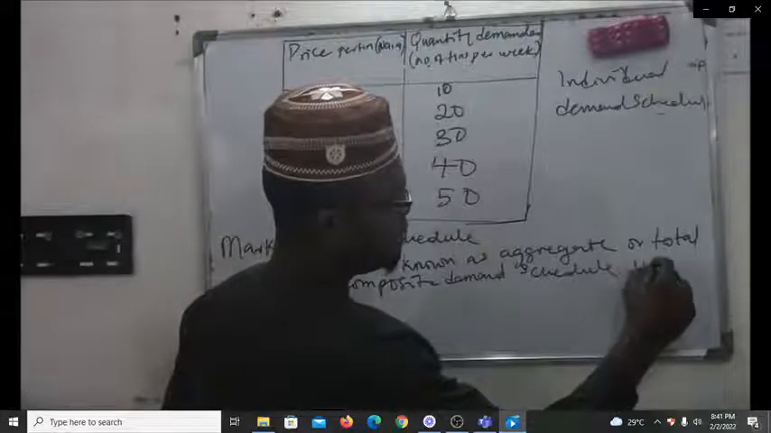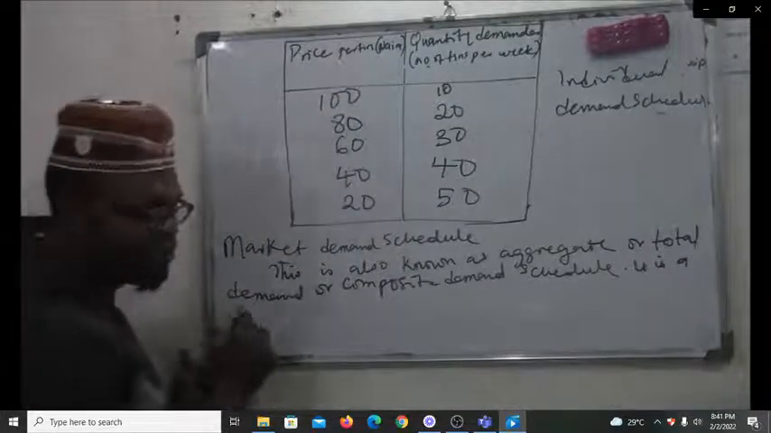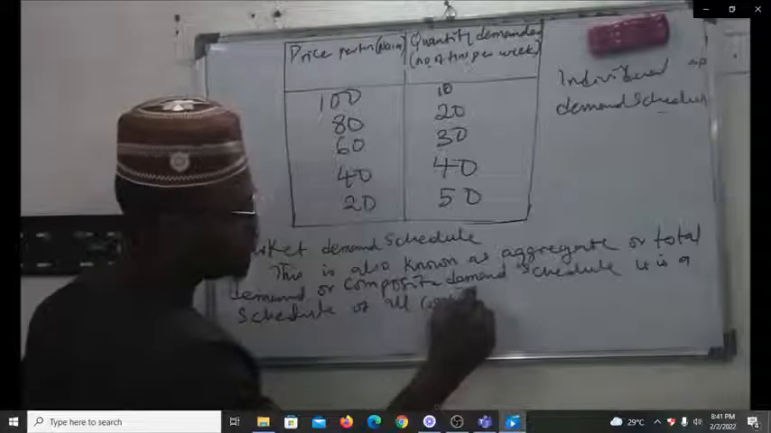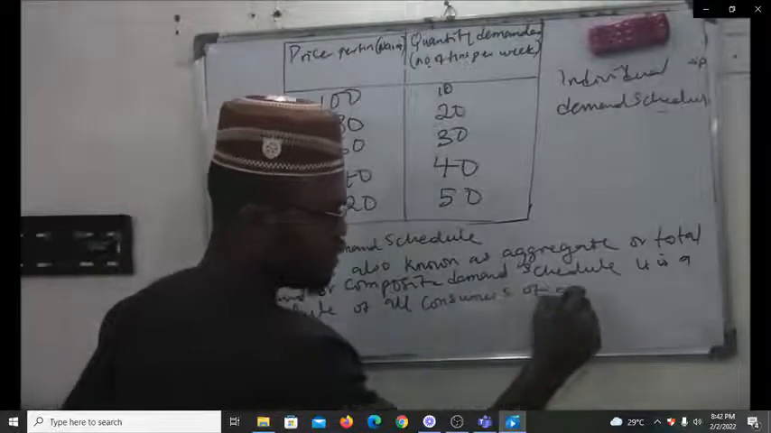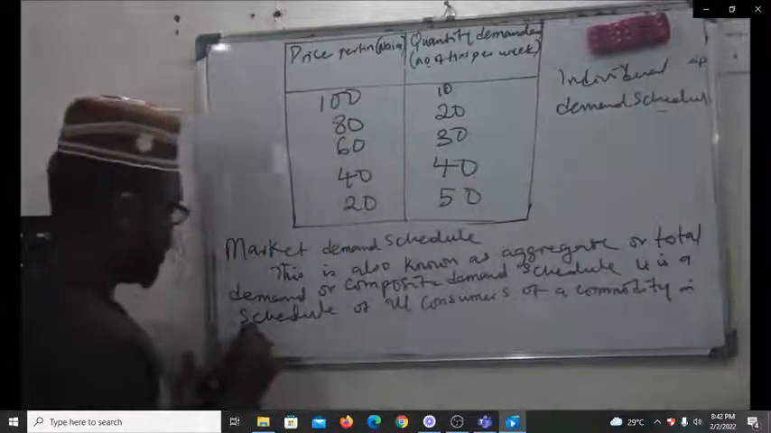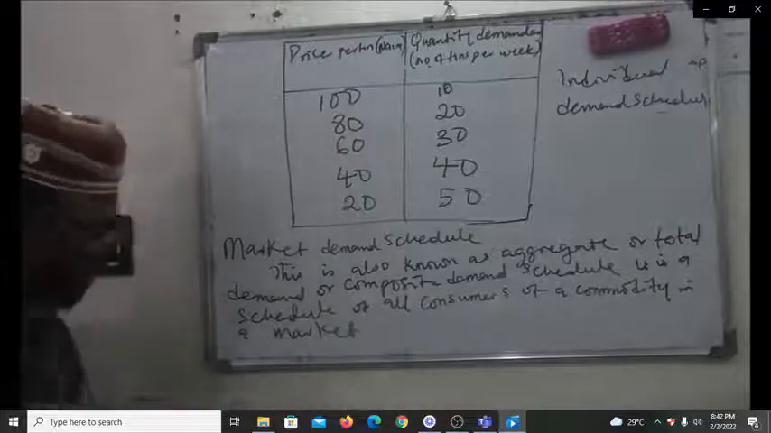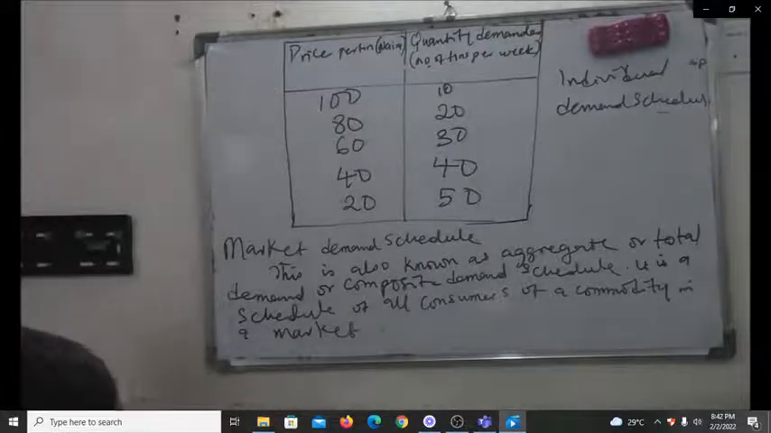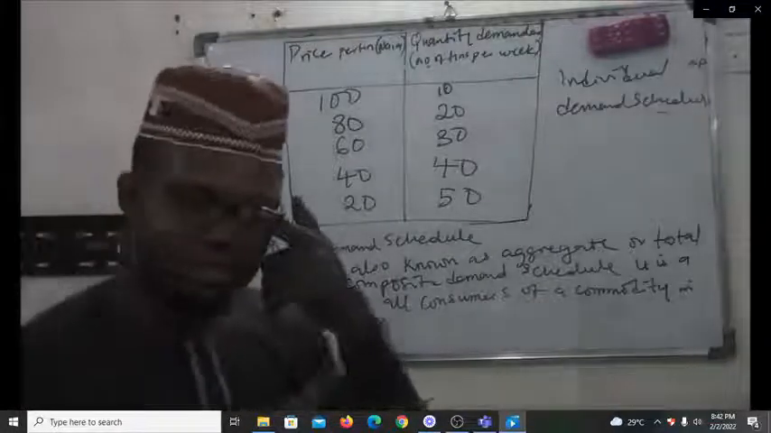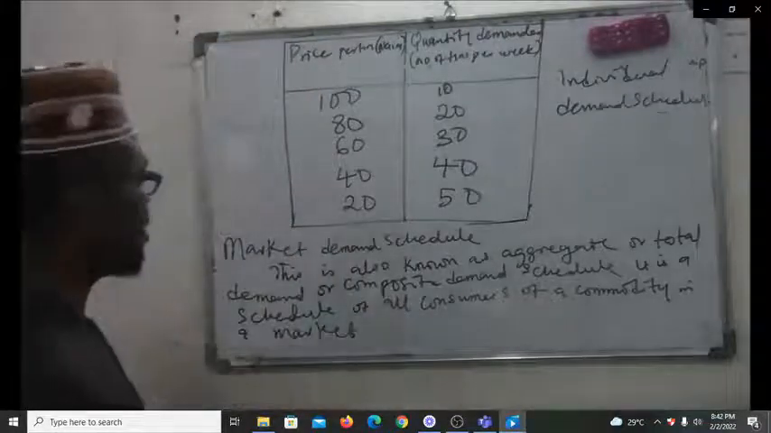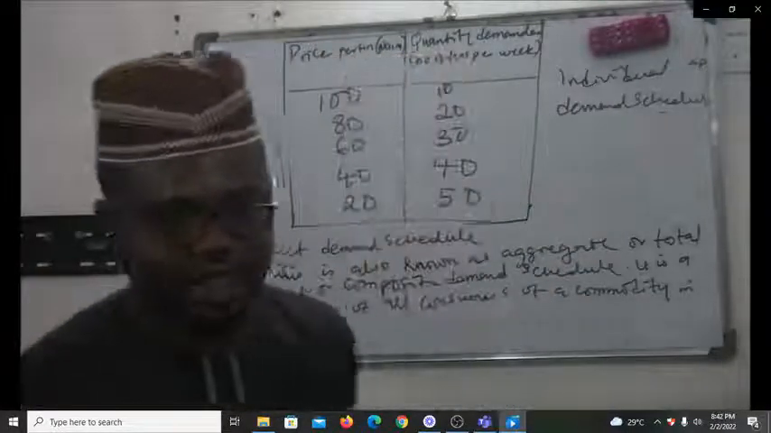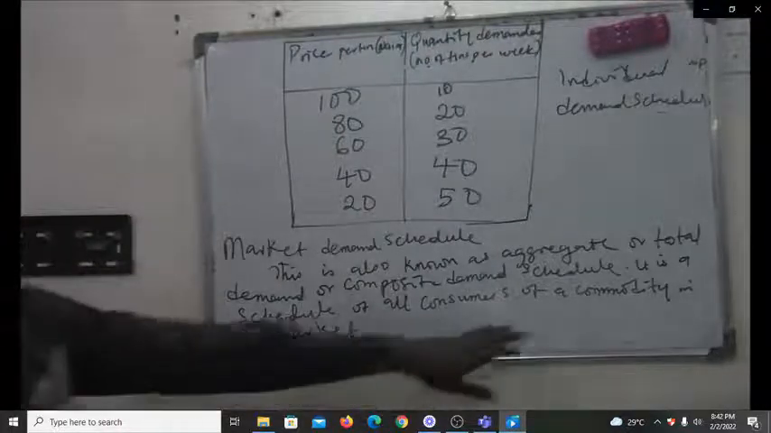And it is actually a schedule or a table of all consumers of a commodity in a market. Unlike the individual demand schedule that is talking about individual demand, one consumer, a particular consumer, this one is talking about all the consumers in the market. So it's a table that shows the relationship between price and the quantity demanded of all the consumers of a particular commodity in the market.